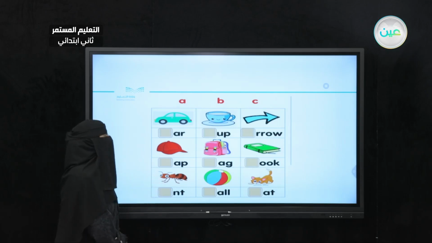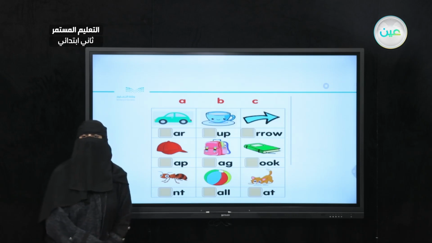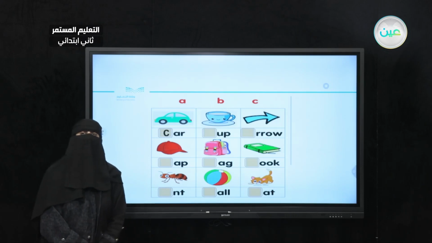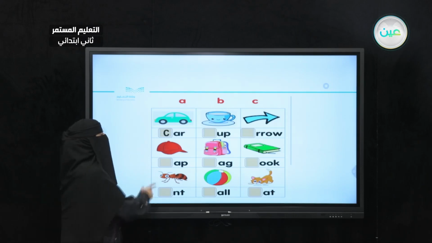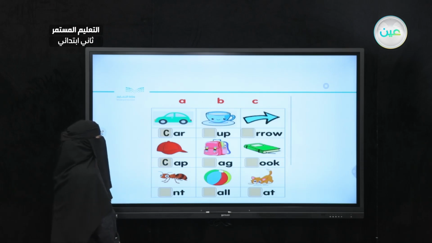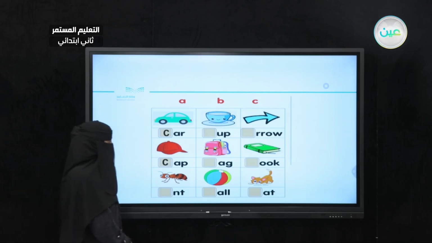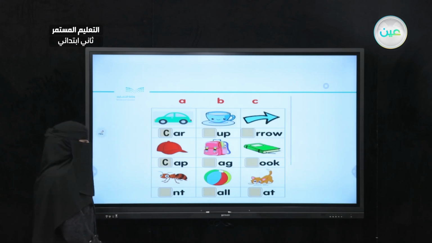What do you think? Is it A, B, or C? Actually, it is C. The word is car. Excellent. You fill the missing space. The next one is cap. C-A-P. Very good.